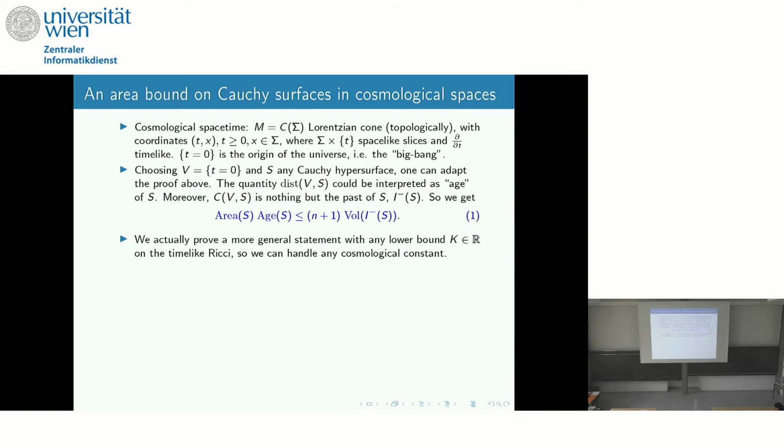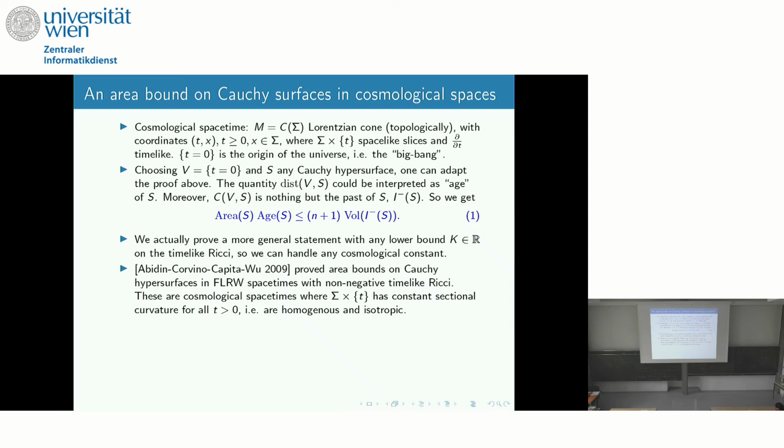Actually, I gave the statement for non-negative Ricci, but we actually prove a more general statement with any lower bound on the Ricci, but then you are not going to have such a neat statement. You're going to have some function which, for positive k, will involve trigonometric functions. For negative k, it will involve hyperbolic trigonometric functions of the various terms. But the good thing is that we can handle any cosmological constant.